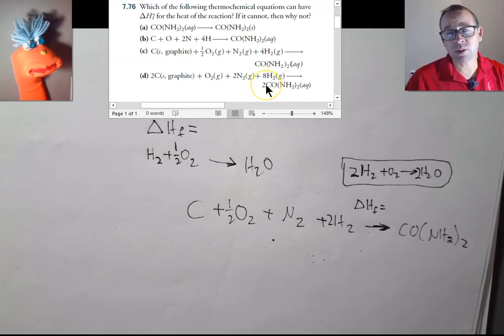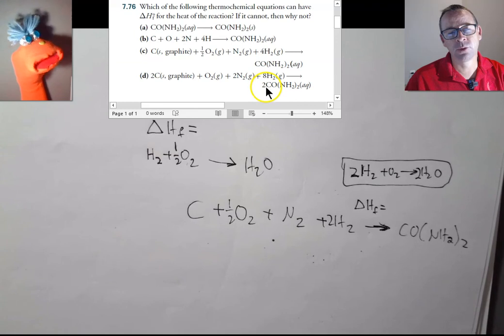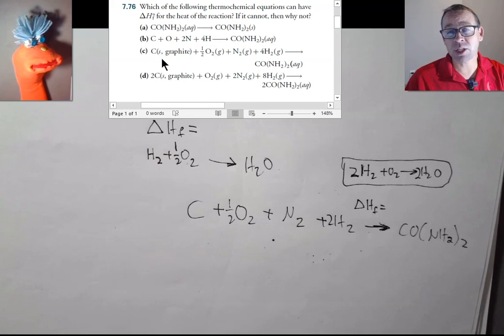Because remember, a formation reaction is from its elements, but it's only forming... Oh, yeah. It's only forming 1 mole of the stuff. That's right, and we got 2 moles formed here. So only C is going to be a good example of formation reaction. And the delta H for that would be the delta H of formation. You'd have delta H's for these other reactions, but they wouldn't be considered delta H of formations because those are not formation reactions. Okay, good.